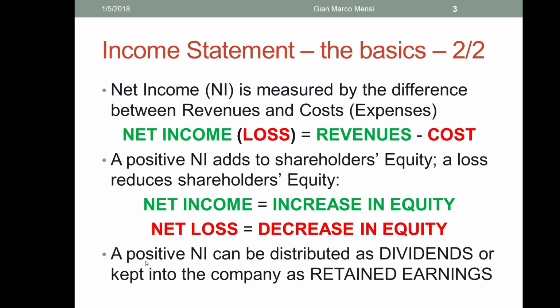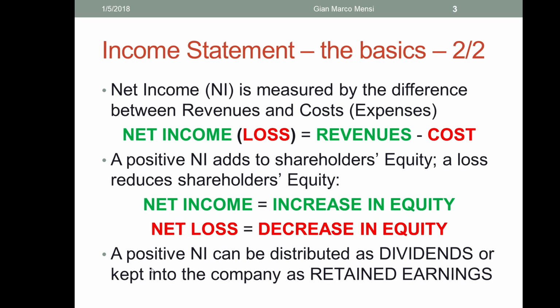First of all, let's have a look at how you compute the net income. The net income is the difference between total revenues and total costs, also called expenses. So if your revenues are larger than costs, in that case you have a net income, a profit. If they are lower, you are making a loss.